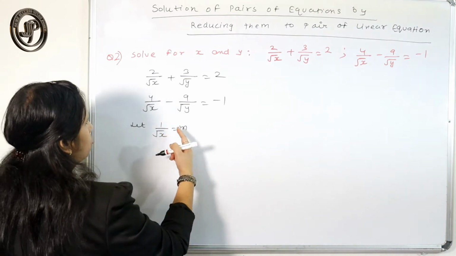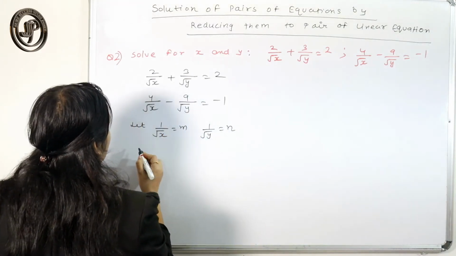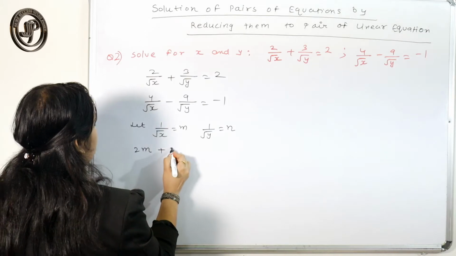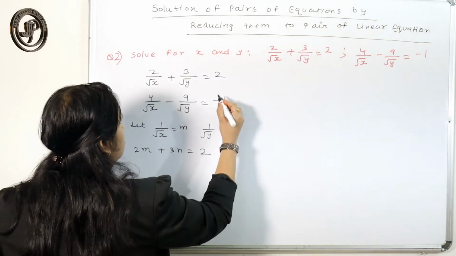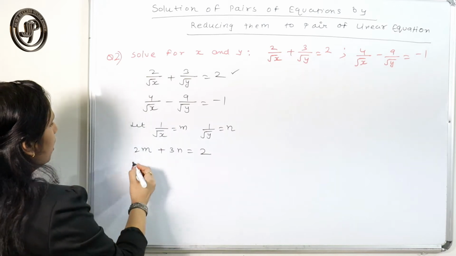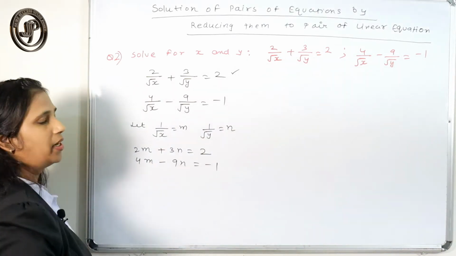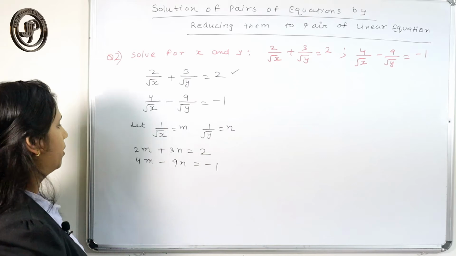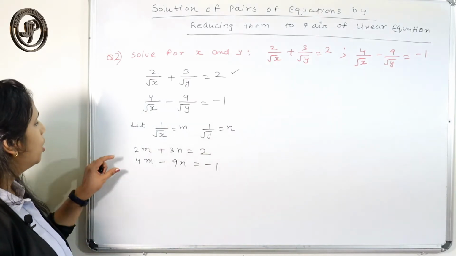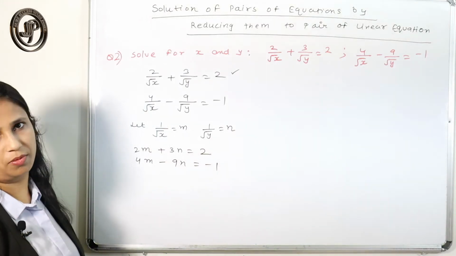That's why I am substituting 1 by root x as m and 1 by root y as n. So it is 2m plus 3n is equal to this equation, right? Because 1 upon root x is m, and 4m minus 9n is equal to minus 1. Now see here, I am going to solve this question by the elimination method.